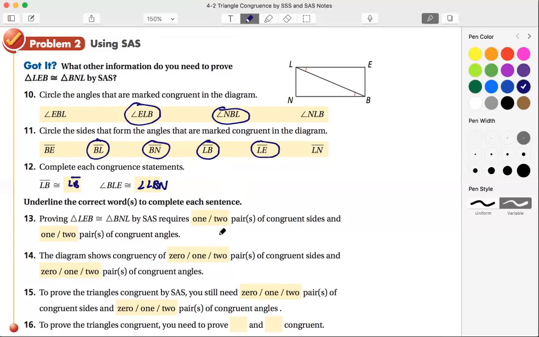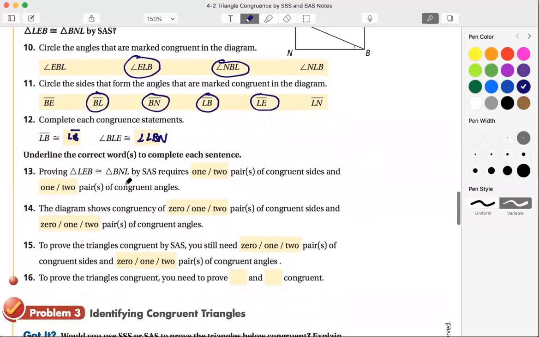Okay, so proving triangle LEB is congruent to triangle BNL by SAS requires two pairs of congruent sides and one pair of congruent angles. The diagram shows congruencies of one pair of congruent sides and one pair of congruent angles. So to prove the triangles congruent by SAS, we still need one pair of congruent sides. To prove the two triangles congruent, I actually need to prove segment NB is congruent to segment EL.